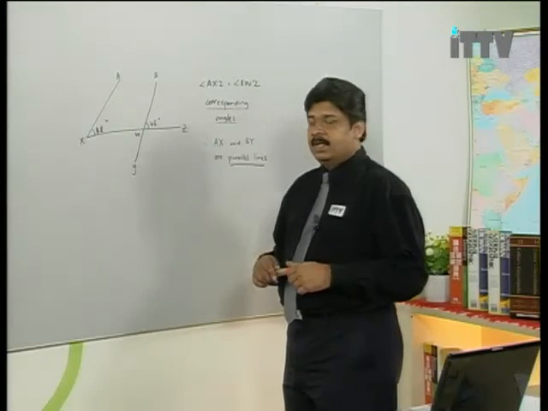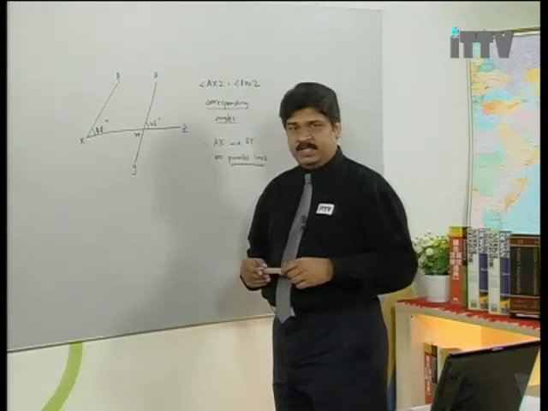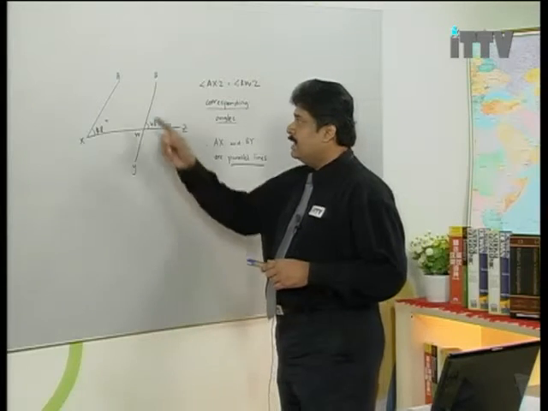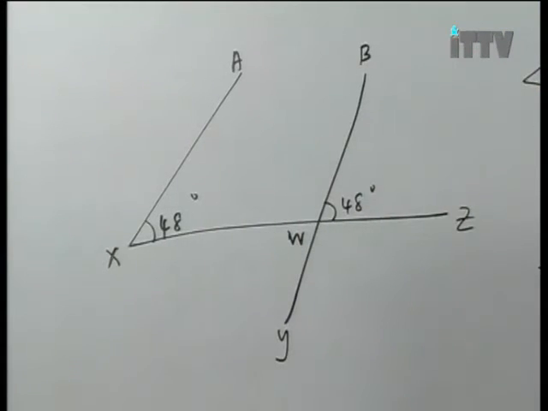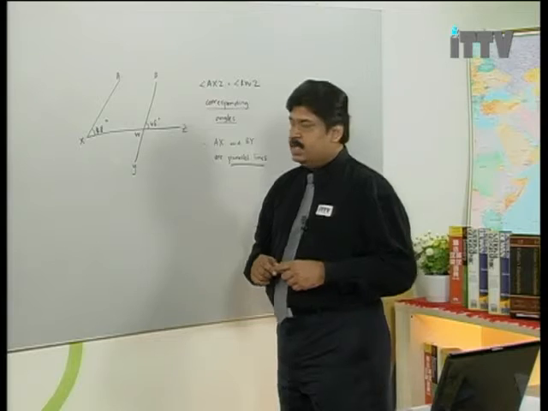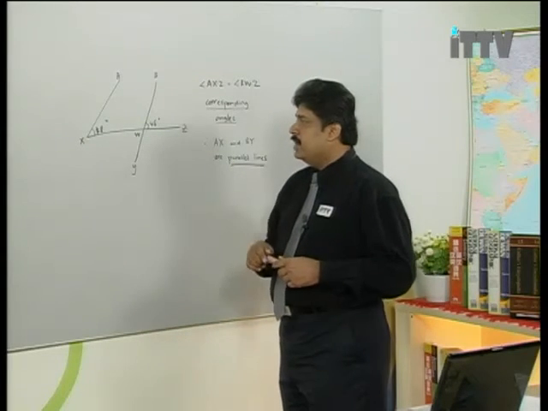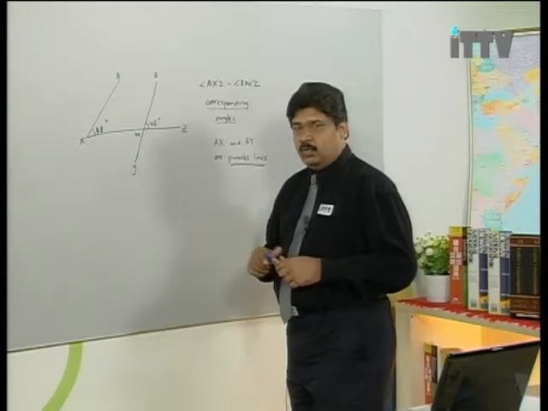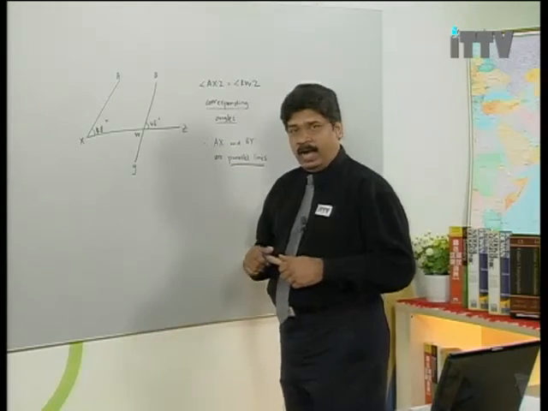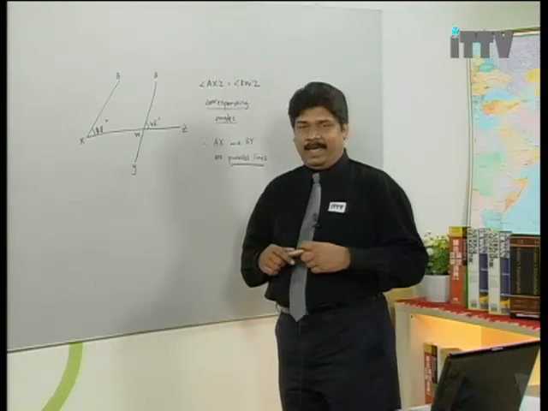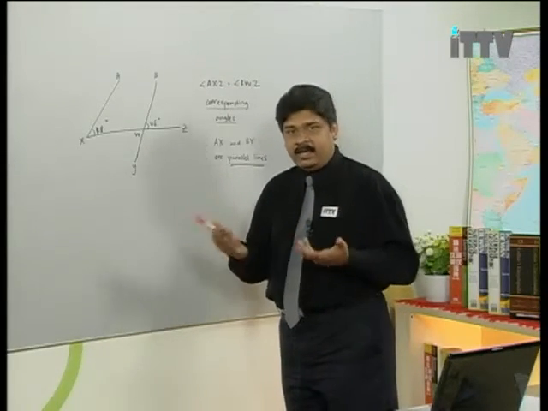Well, boys and girls, if you look into our first question for today, the question wants us to see whether line AX and BY are parallel or not. So how do we determine whether line AX and BY are parallel? If you look into the diagram, we have been given 48 degrees on this side and on this side. So to determine whether AX and BY are parallel, we have to bring back our issues of corresponding angles, alternate angles and interior angles to play.